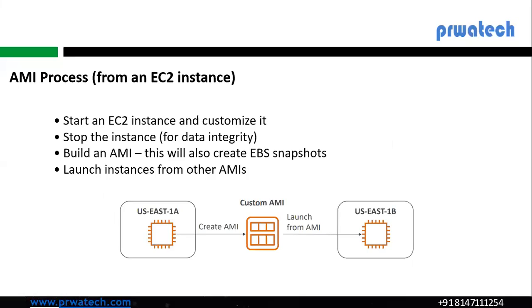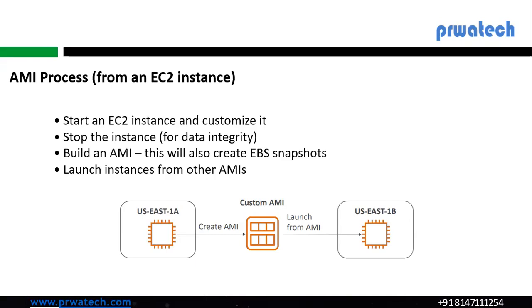And how it works: suppose you want to take a snapshot of an EC2 instance. First, you launch an EC2 instance and customize it, for example by installing some packages. If you want to take a backup or snapshot, first you have to stop the instance. Why do you stop the instance? For data integrity, so that your data is not lost. After that, you can build an AMI. You will get an option called create an AMI. Select the EC2 instance and click on create an AMI. After that, the AMI will be created.